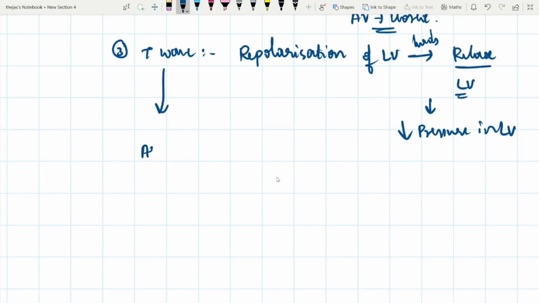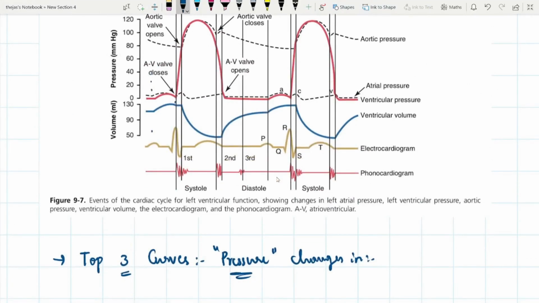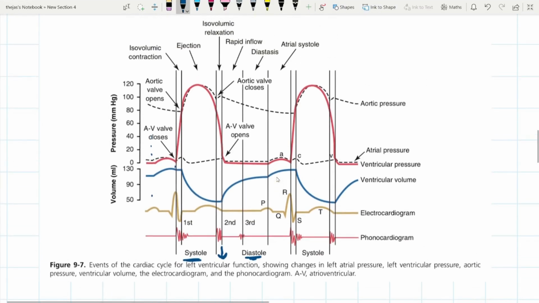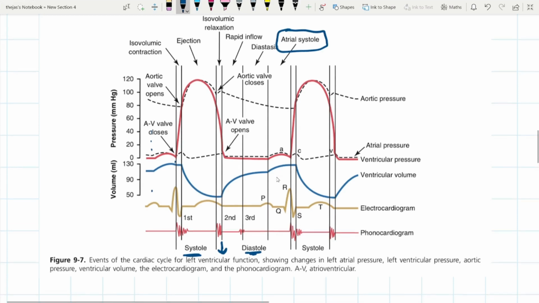And this T wave occurs almost just before the end of left ventricular systole. See this diagram. See, this is systole. This is the end of left ventricular systole. This is the left ventricular diastole. And within diastole only there is atrial systole. I told you before, there is overlapping. So the cumulative effective duration of the cardiac cycle is 0.8 seconds. So there is some overlap.